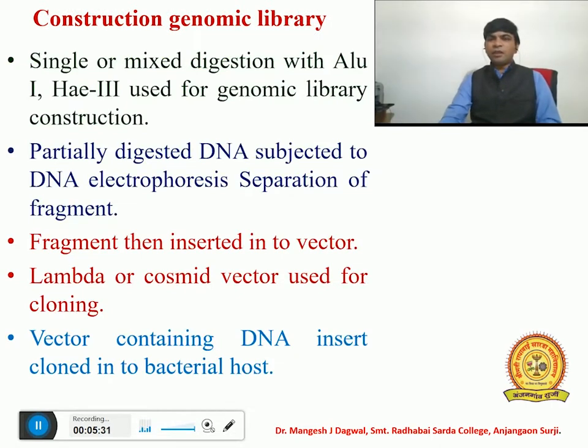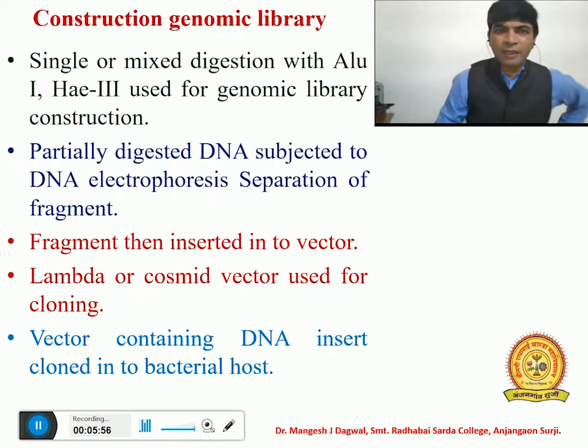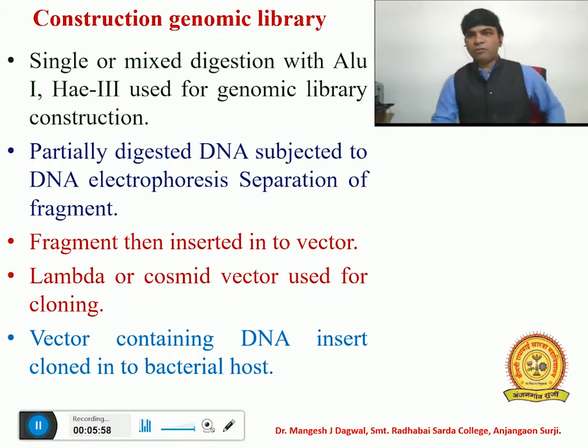Now there is single or mixed digestion. In a single digestion, a single restriction endonuclease enzyme is used to make a number of DNA fragments, or there may be a mixture of restriction endonuclease enzymes, for example AluI, HaeIII. Now this partial digestion also plays a very important role during the construction of the genomic library.